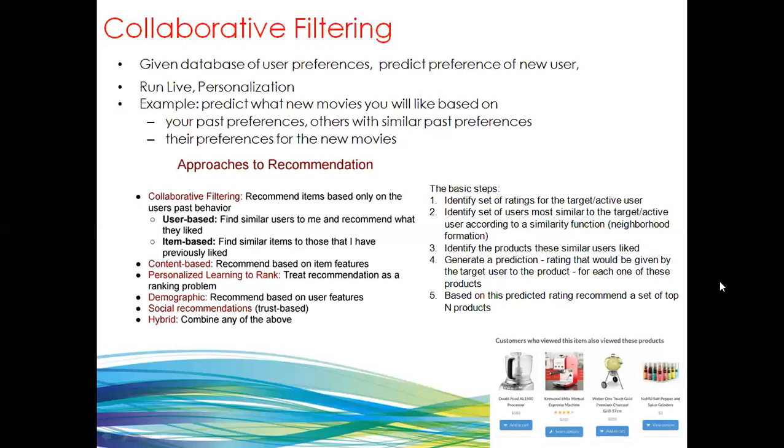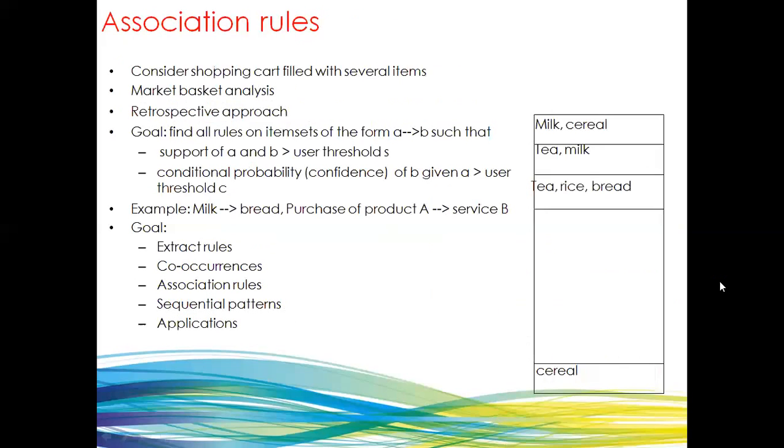But the bigger advantage of collaborative filtering is it can cater to your unique tastes. So if your taste is specific, it can cater to you, and it is customized and easy to explain. Association rules are something that are used. It's also called market basket.